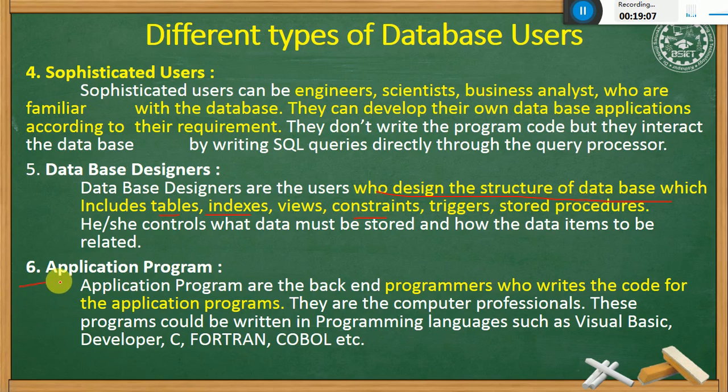The sixth user is the application program user. An application program user knows basic programming for DBMS, SQL, so he can design a program or code, or create an application as per the need of the end user. He can develop an application through which we access the database. He has basic knowledge of DBMS systems like SQL, Oracle, DB2. He also has knowledge of programming languages like Visual C++, Visual Basic, C, Fortran or COBOL. So this is the sixth type of user.